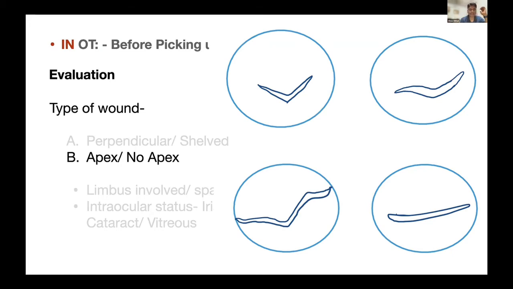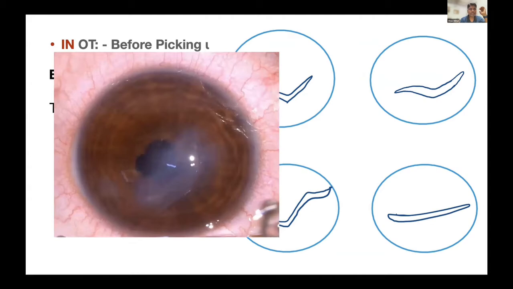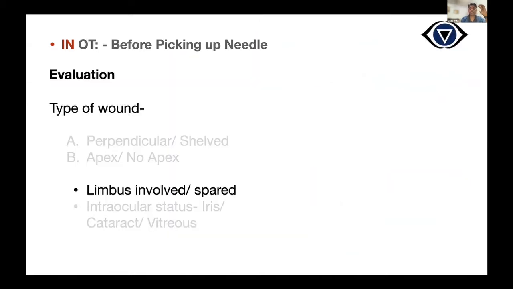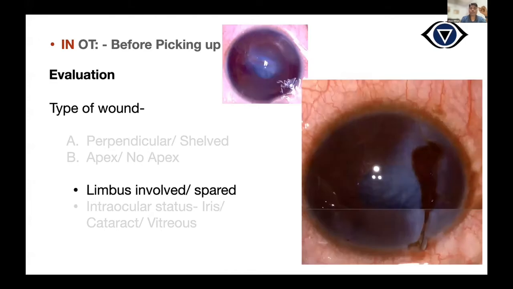We'll cover that later on. You can see this tear, this laceration, has an apex. I can see the apex here, so I know that this laceration has an apex. Whether the limbus is involved or spared is very important, because if the limbus is spared or the limbus has torn, you need to focus on that area first. Again, that will come. So you need to document whether the limbus is involved or not, or sometimes it is one limbus to the other limbus, sometimes only one part of the limbus. That will decide which suture you are going to take first.